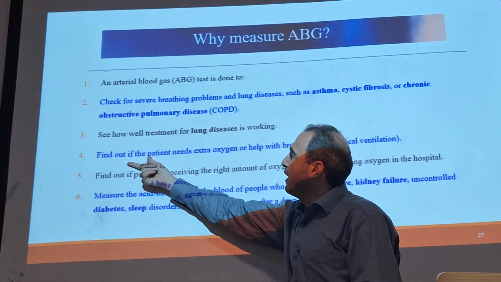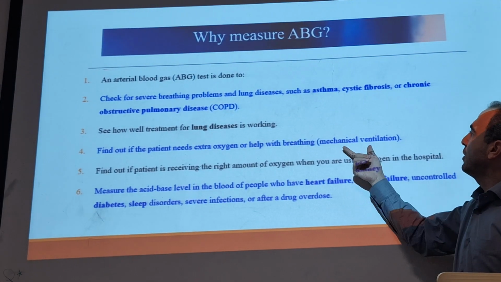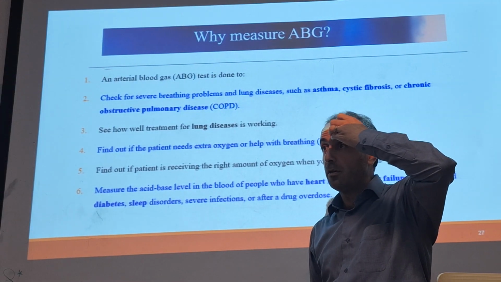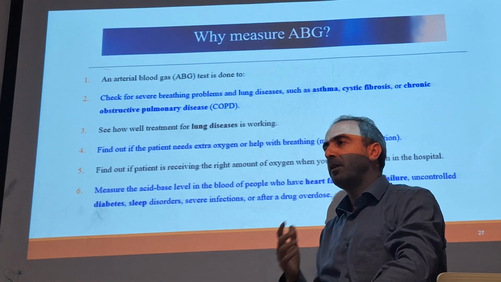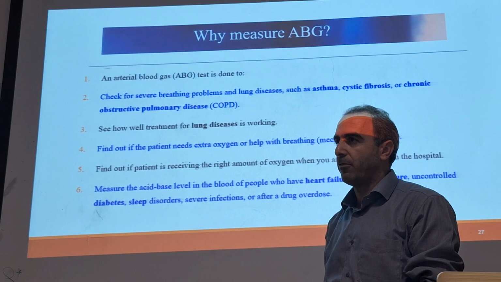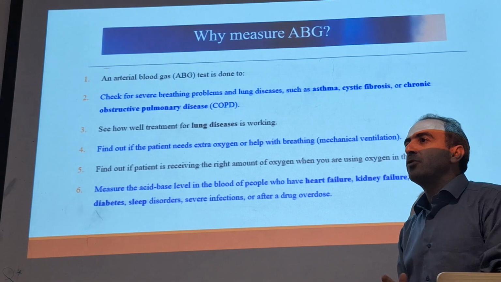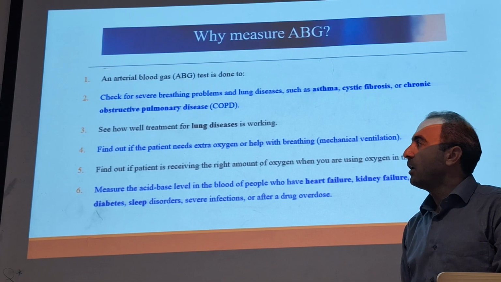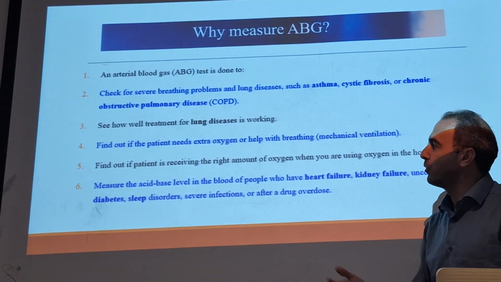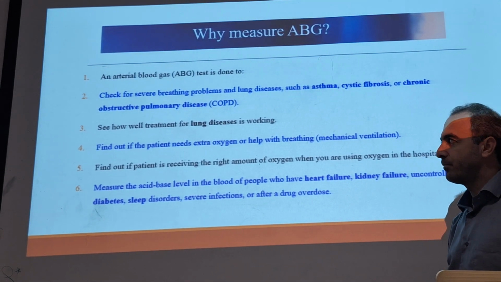Then we find out whether the patient needs extra oxygen or mechanical ventilation or not, especially during the corona pandemic, when we should understand whether this patient needs mechanical ventilation. By ABG analysis we can find out. We can also find out, when we give oxygen to a person, whether it is the correct amount of oxygen or they need more or less, by knowing the oxygen in their blood.